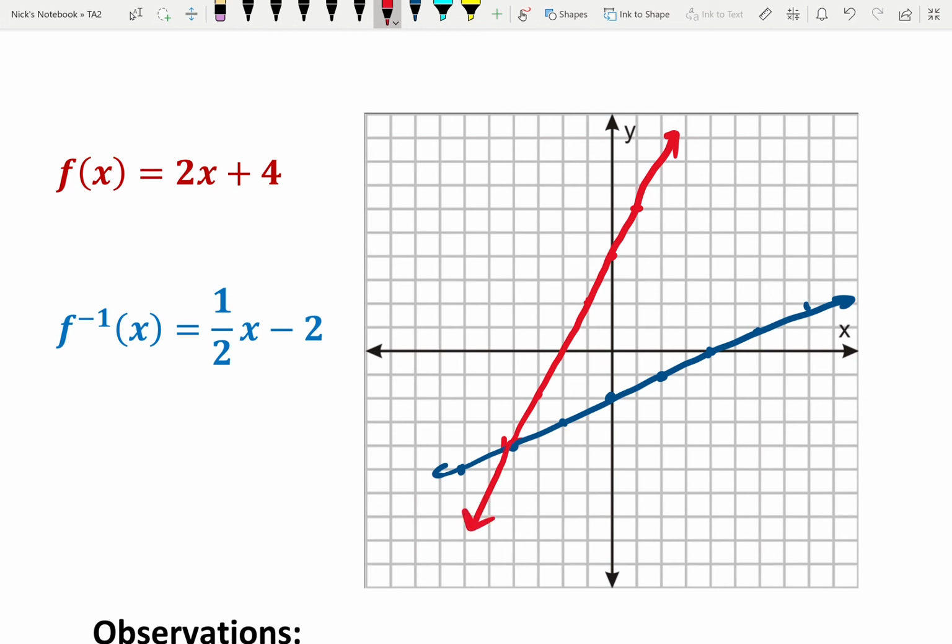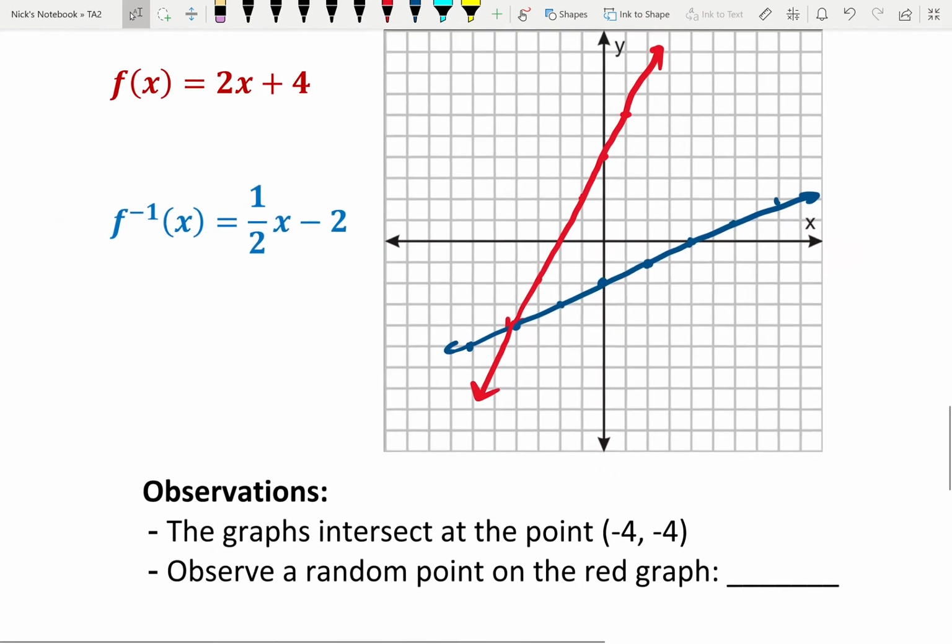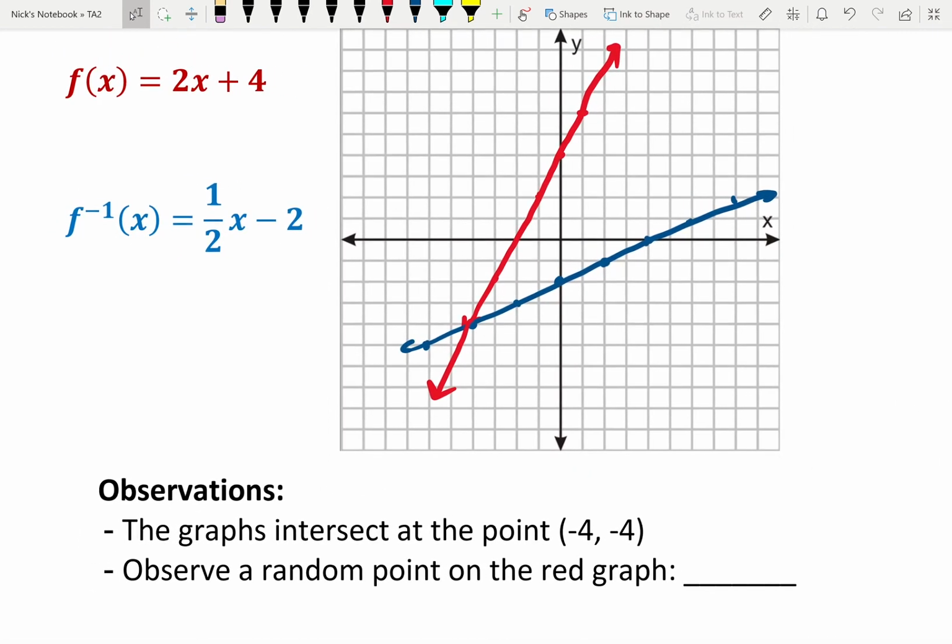There we go. All right, so let's make some observations here. We notice that the graphs intersect at the point -4, -4. That's this point right here. We notice that because -4 and -4 are the same. If you switch the x and the y values, -4 switching with -4 doesn't actually change anything. So that makes sense as to why they would intersect at that point, whenever the x value is the same as the y value. That's always going to happen here.